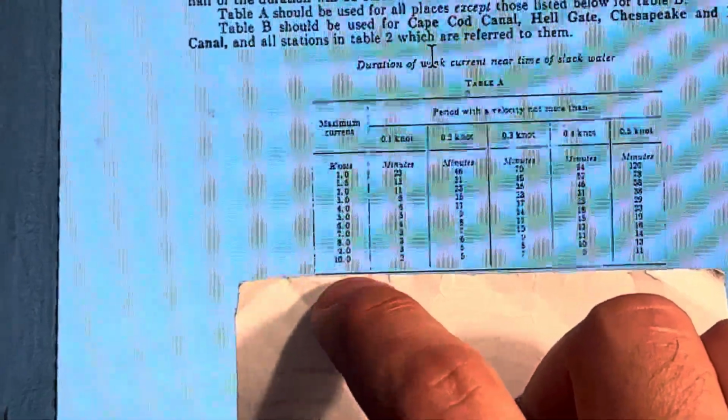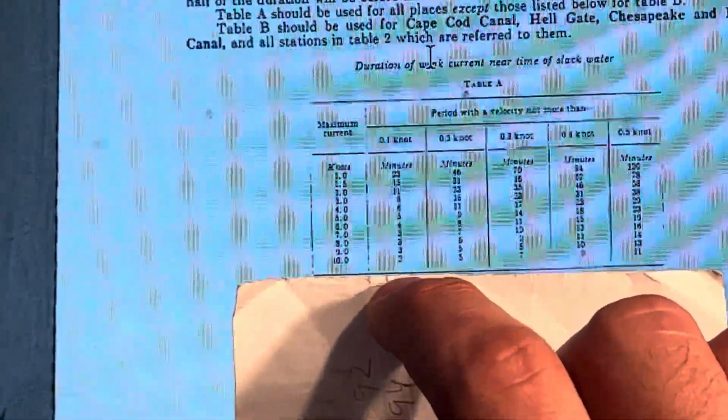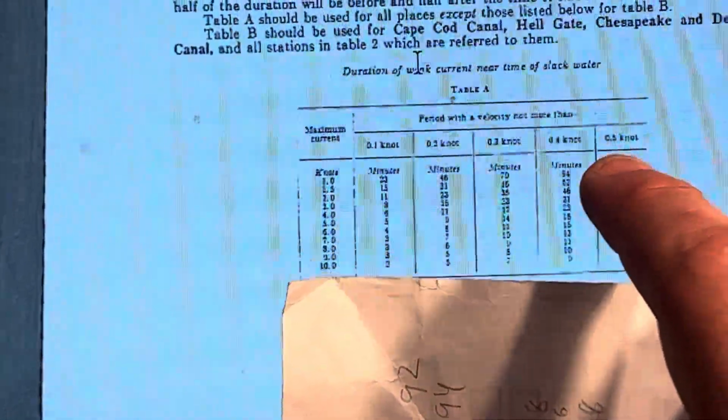And if your max current is 10 knots, which is psychotic, you would only have a matter of at most 11 minutes if you want it to be anything less than half a knot.